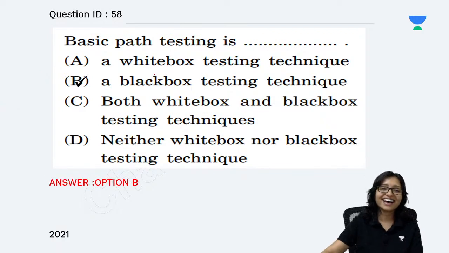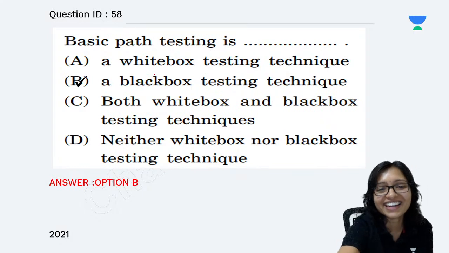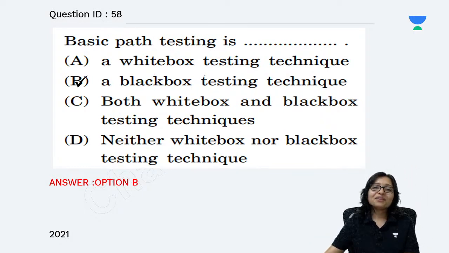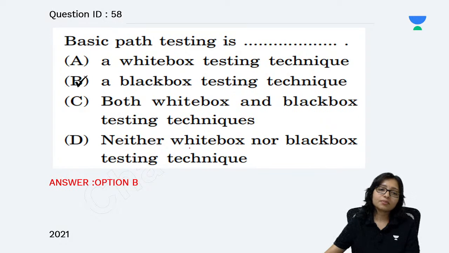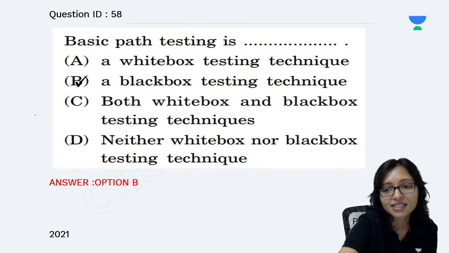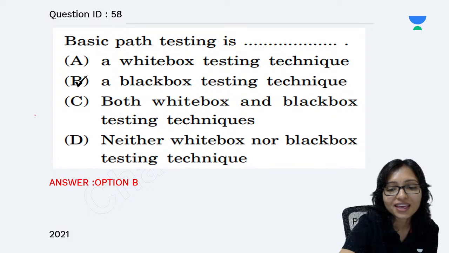Yes, here is the answer. Basic path testing: a white box testing technique, a black box testing technique, both white box and black box, or neither white box nor black box. So in basic path, we are checking the basic path only. So basic path testing is, I think, black box only. That is, I think, correct. Here we are doing basic path. Basic path is black box, I hope so.